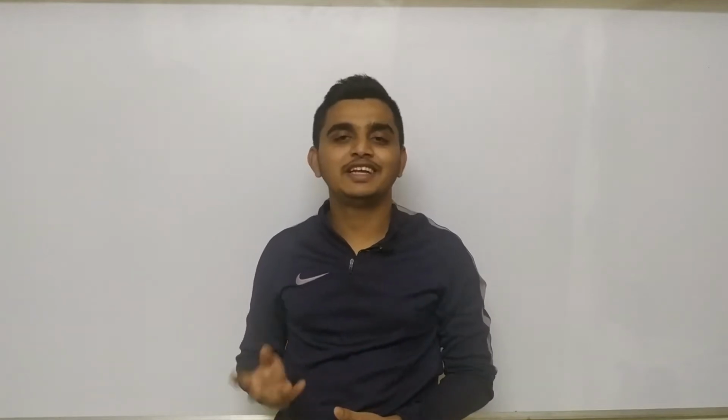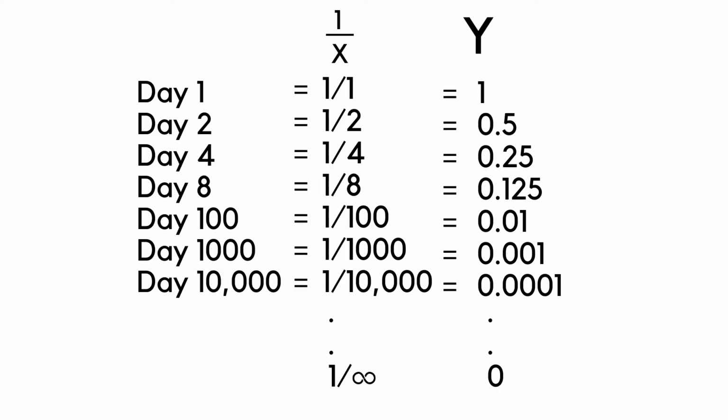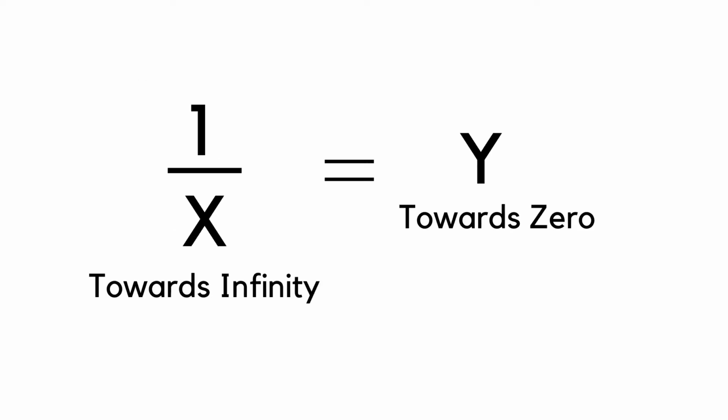So if we go on counting the days, what will happen? On the 100th day or 1000th day or 10,000th day, we'll have values like 0.01, 0.001, 0.0001, and the idea over here is that as we go on increasing the value of x, the values of y are going towards 0.